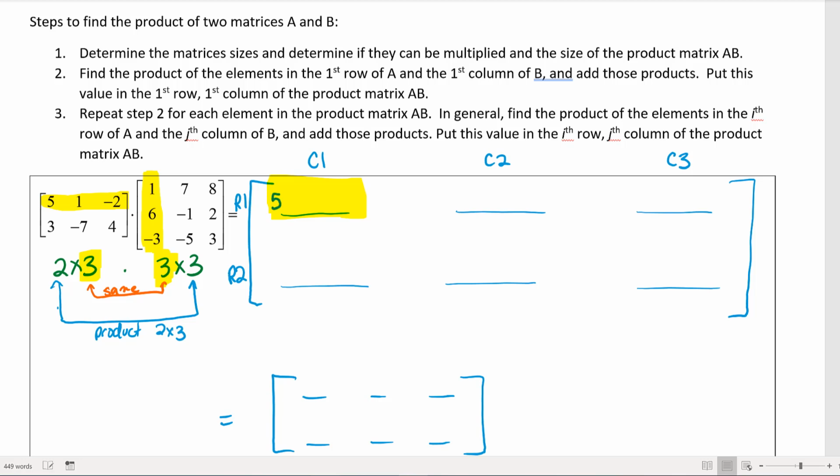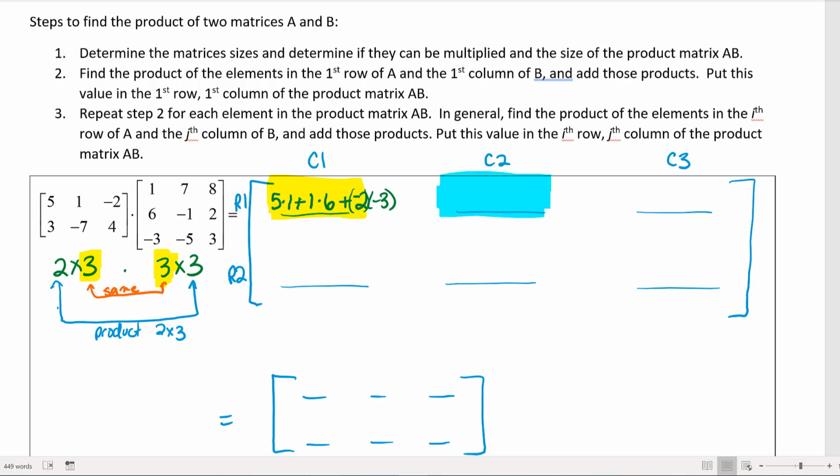So 5 was the first in the row times 1, which is the first thing in the column, plus the second element in the row, 1, times the second element in the column, 6, plus the last element in the row by the last element in the column, -2 times -3. So then I can actually add those values together, and I'm going to do that in a little bit here. Now I'm going to erase some of these highlights because we're going to keep using those rows over and over and over again.